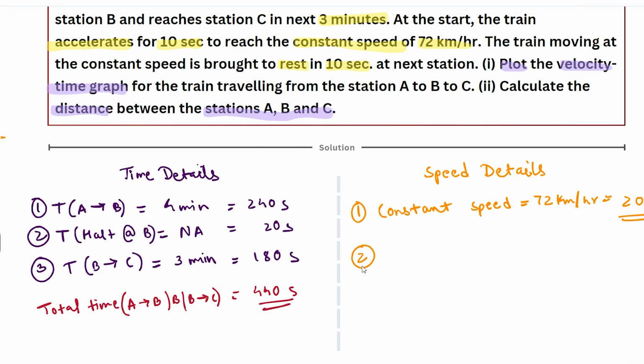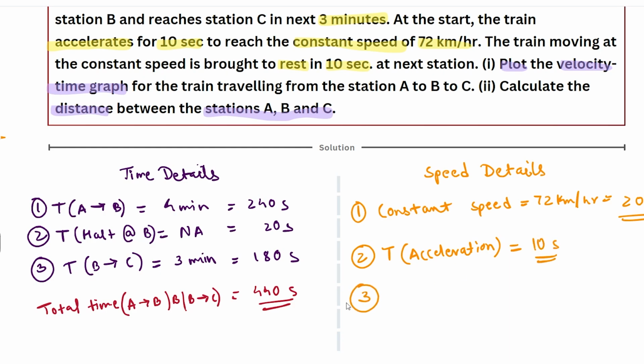Second, we are given time intervals that tell us the behavior of the speed. The first time interval tells us about the acceleration. When my train goes from zero, that is the rest position, to the constant speed, that transition requires a time of 10 seconds.